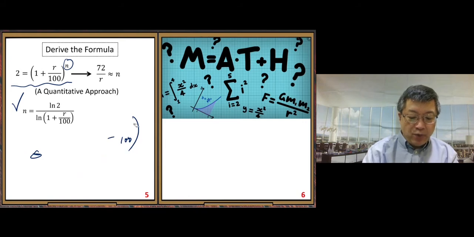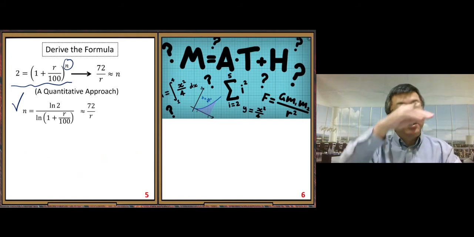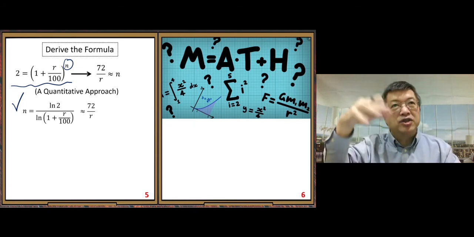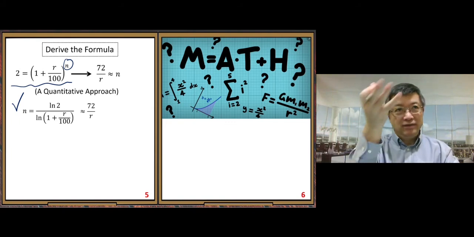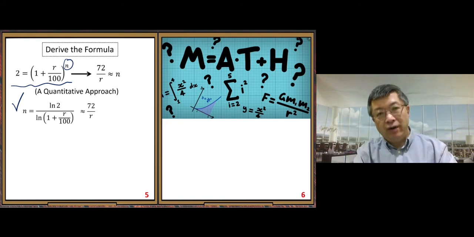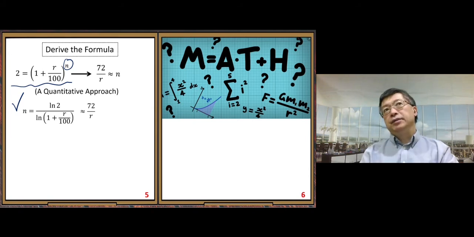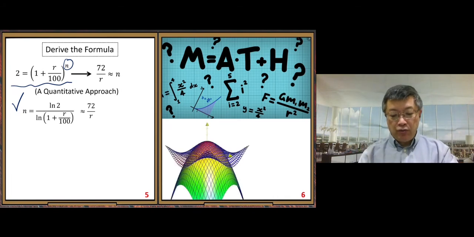Then from that expression, next we want to show this expression can be represented approximately as 72 over r. Approximately. So that's our goal. All right, how to get that? It's not that obvious. If you look at the formula, it's not that obvious. So here we need to use another important mathematical tool.